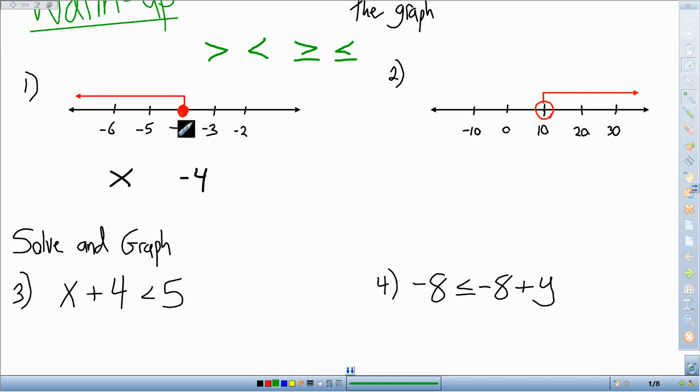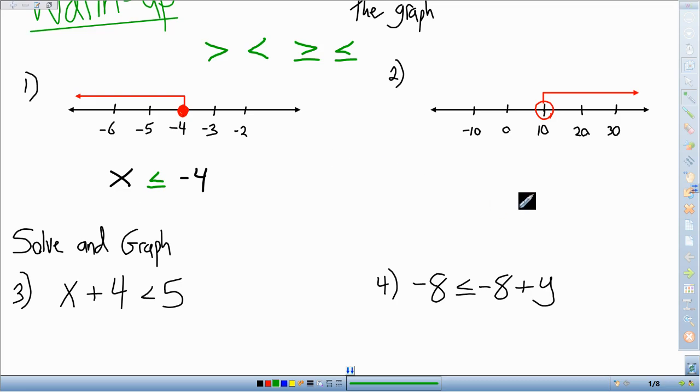When an arrow is pointing to the left, that's where the numbers are getting smaller on my graph, where they're getting less than. So I know I'm using a less than sign. That filled-in circle means that I'm using an equal to symbol. So this is the graph of x is less than or equal to -4.